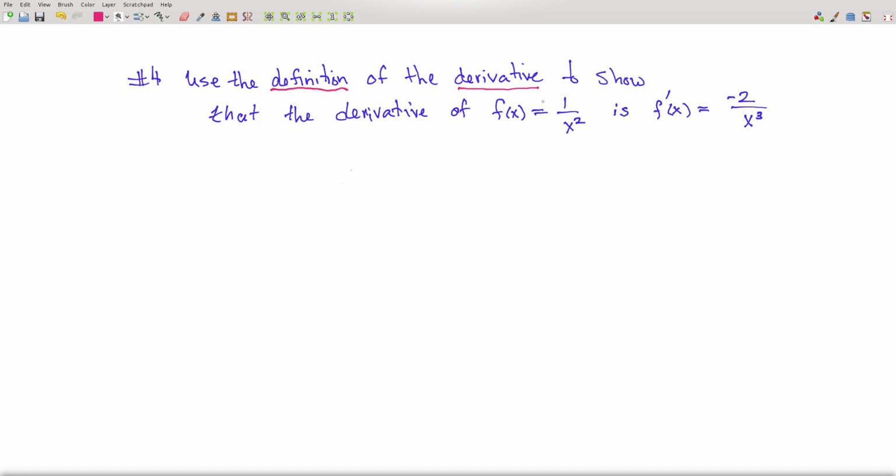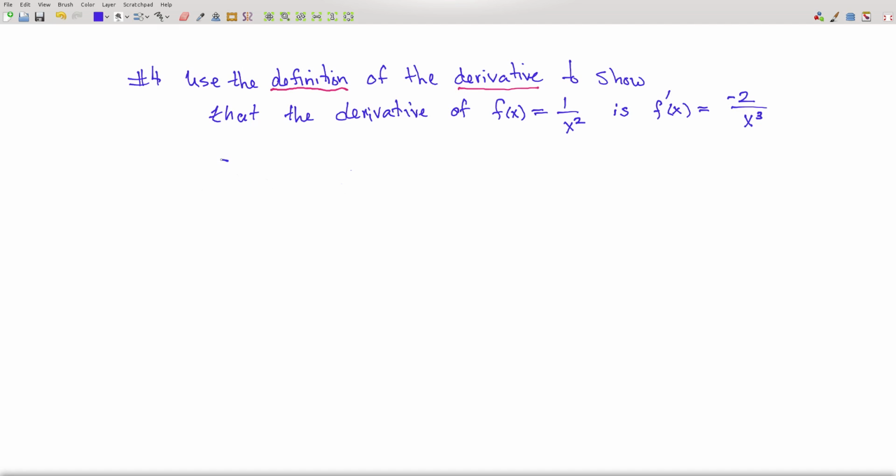It's not asking us to use any rule or formula. It's certainly not asking us to use the quotient rule. No, it's asking us to use the definition of the derivative, which means you have to remember what the definition of the derivative is, and you need to carry out the algebra that uses it. So here is the definition of the derivative.